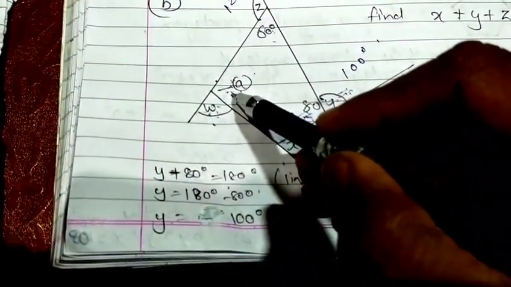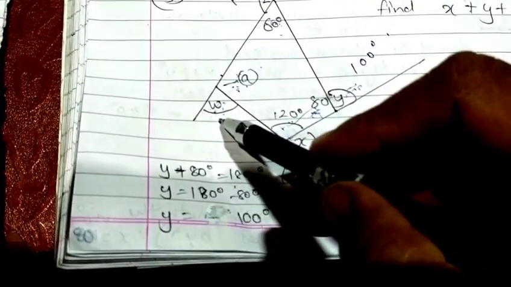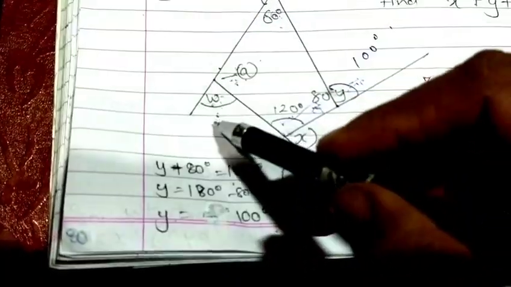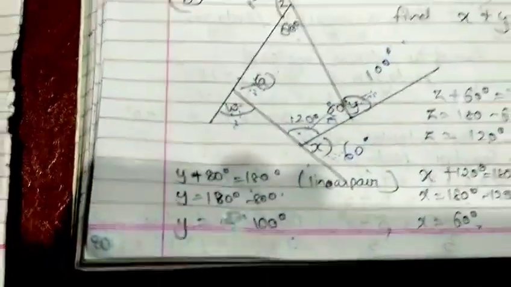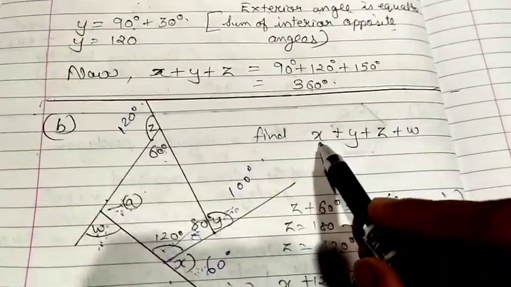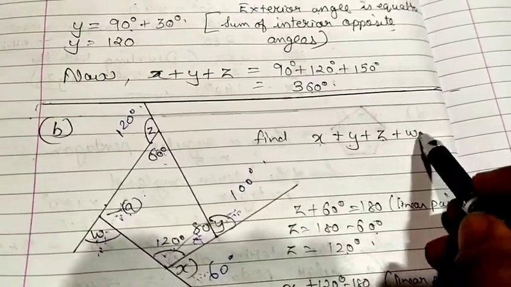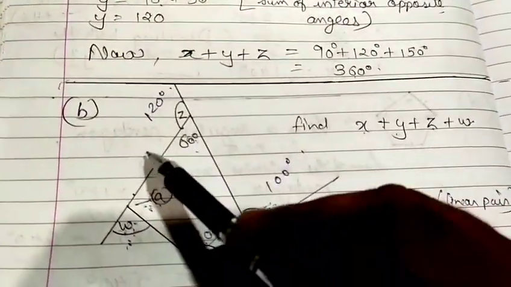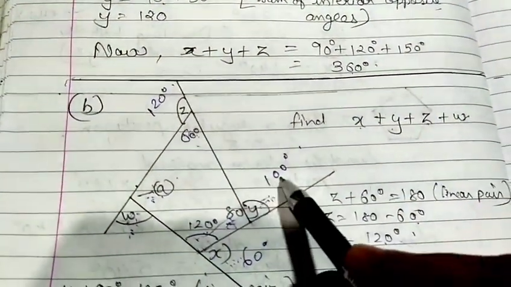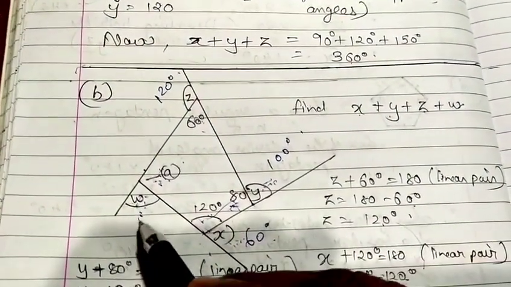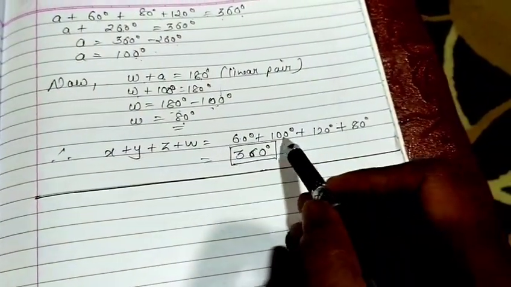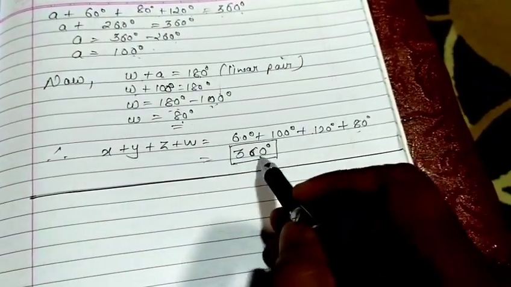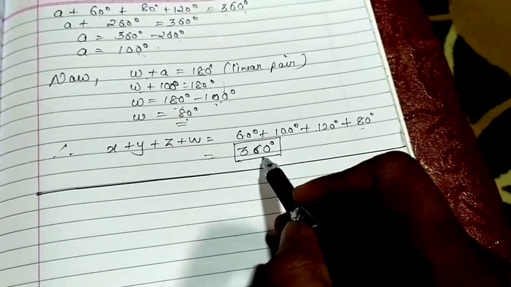If this one is 100, obviously this will be 80, and 100 plus 80 is 180. Now they had asked us to add x plus y plus z plus w. As we got the value of z 120, value of y 100, value of x 60 and value of w as 80, we need to add all the values. So 60 plus 100 plus 120 plus 80 always gives 360 only.